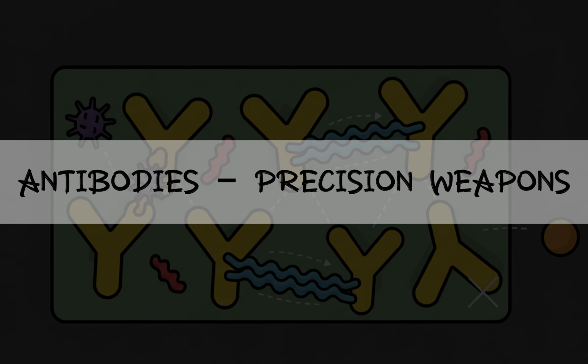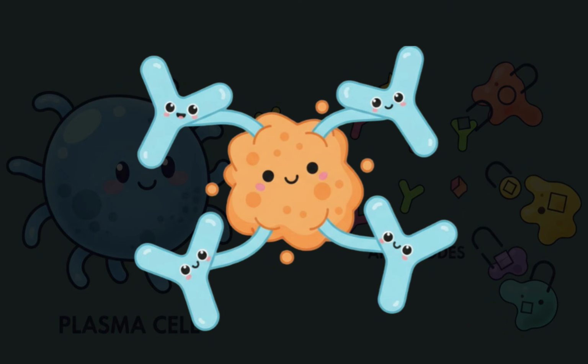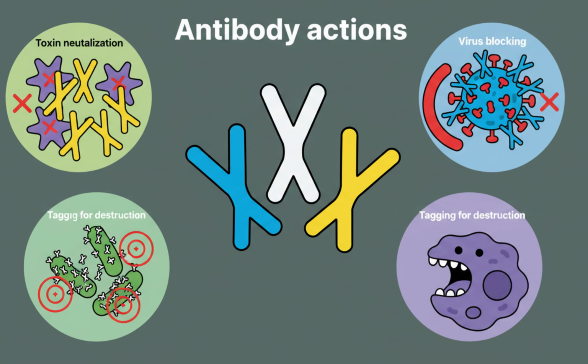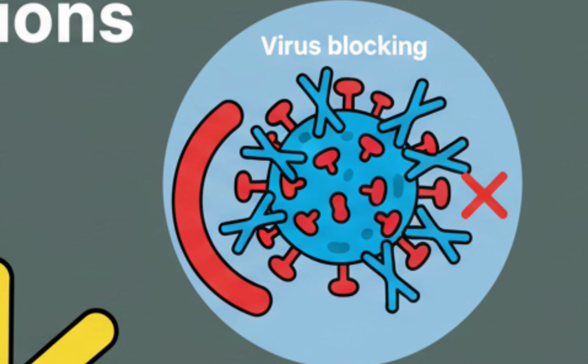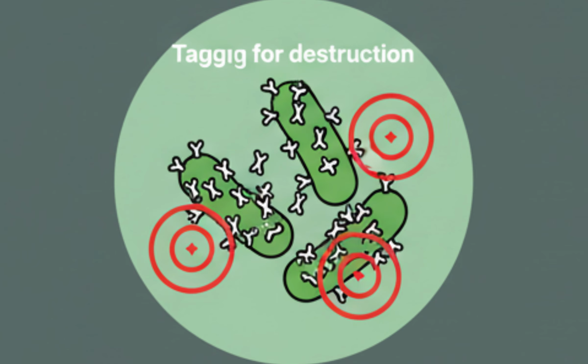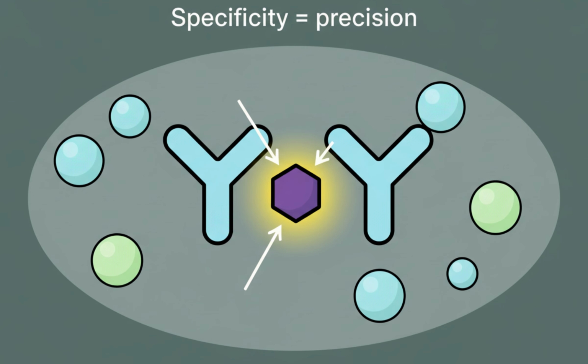Antibodies, precision weapons. Antibodies are specific proteins produced by plasma cells that can bind precisely to antigens. They combat antigens through multiple mechanisms: neutralizing toxins, preventing viruses from attaching to cells, and marking pathogens for destruction by other immune cells. Specificity allows the immune system to target the correct enemy while avoiding widespread damage.